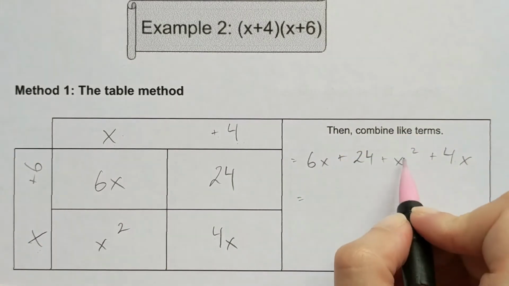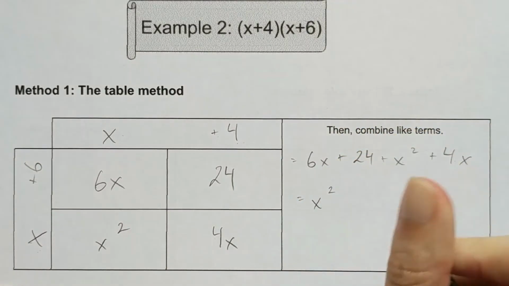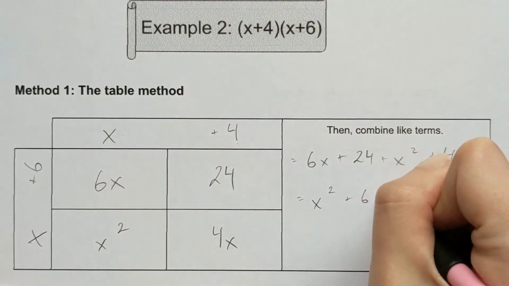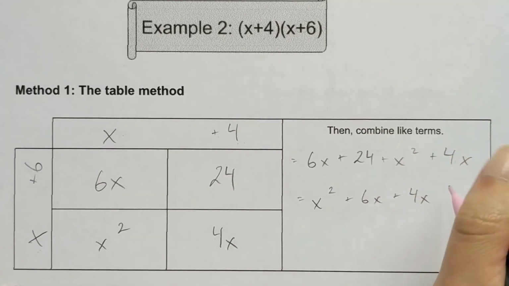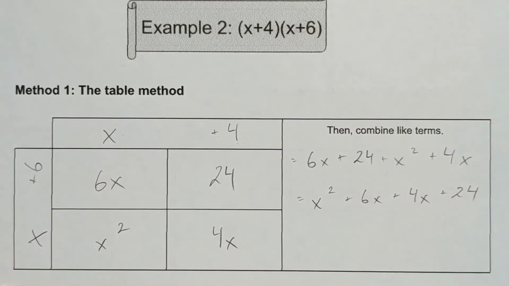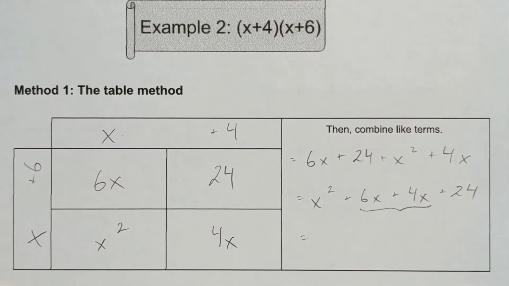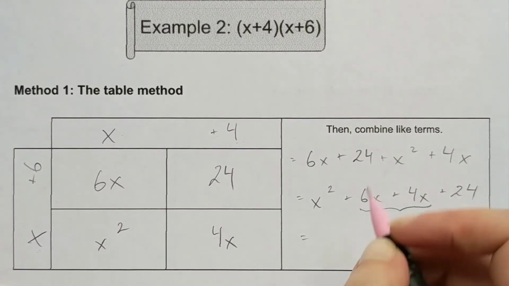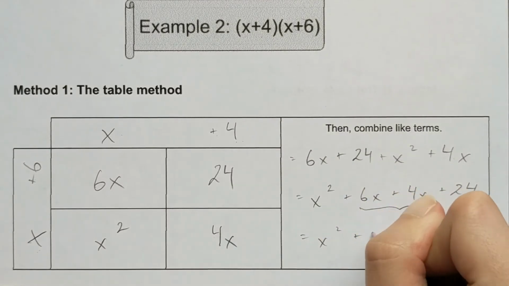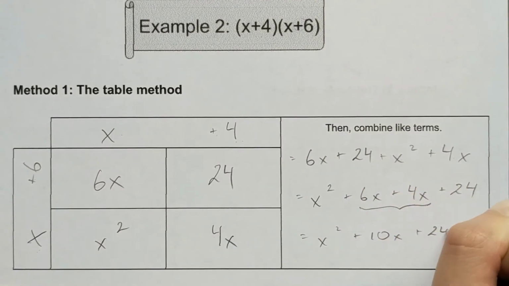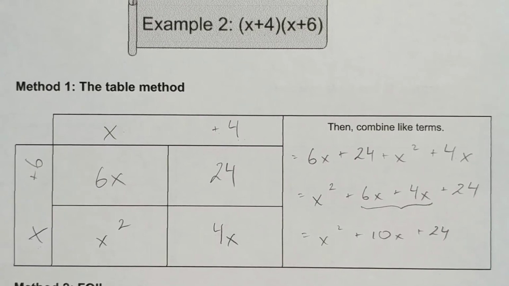I'm going to rearrange to put my x squared first, then my x's, so 6x and 4x, and 24. And then finally I can combine my like terms in the middle here because they are both x's. So I have x squared plus 10x plus 24 as my answer.